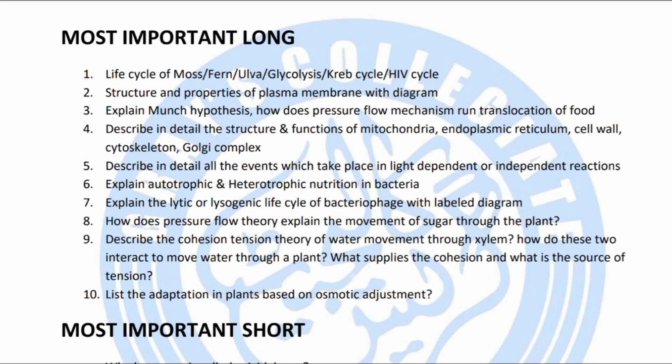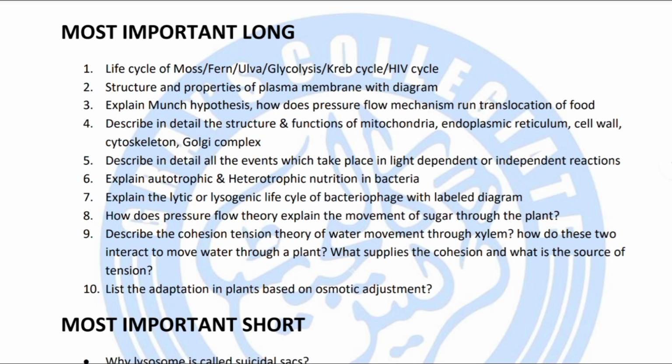Next, question number 9, describe the cohesion-tension theory of water movement through xylem and how these two interact to move the water through a plant. What supplies the cohesion and what is the source of the tension? Next, question number 10, list the adaptations in plants based on osmotic adjustment.